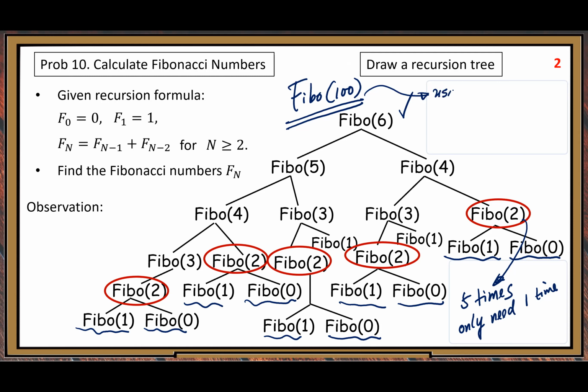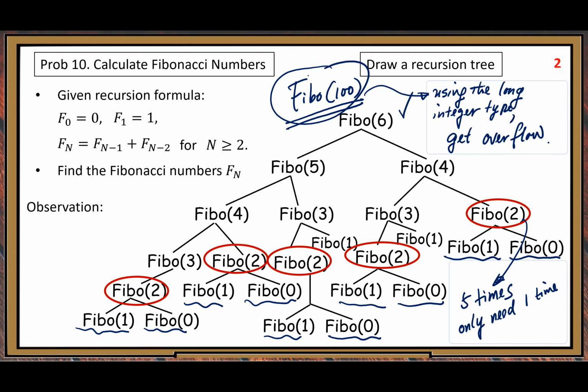using the long integer type, you get overflow. Even the long integer is not big enough to represent Fibo of 100. Think about that, how large it is. All right. So you will see it in our second project.